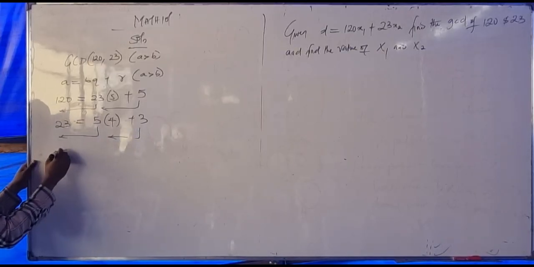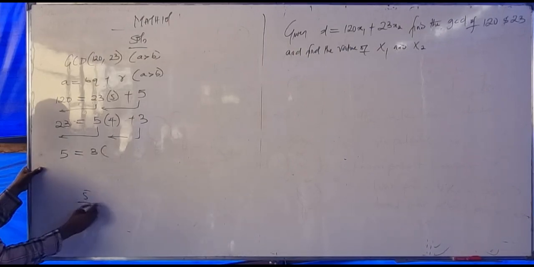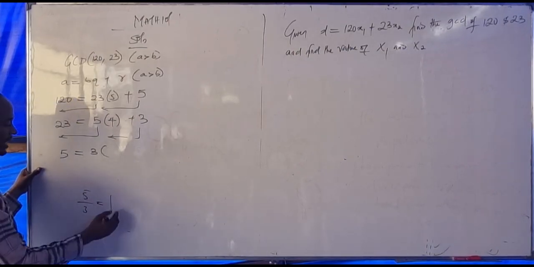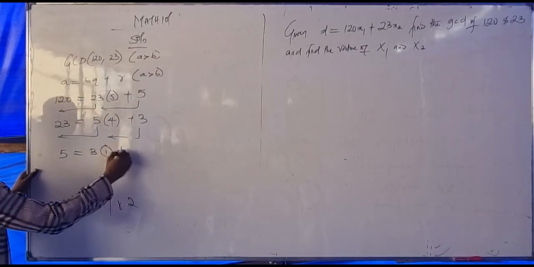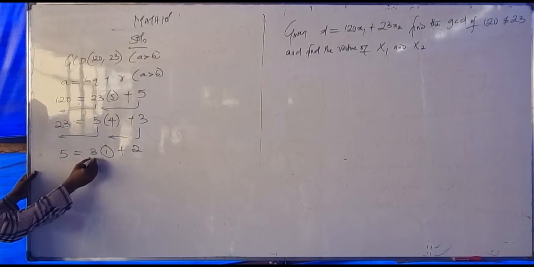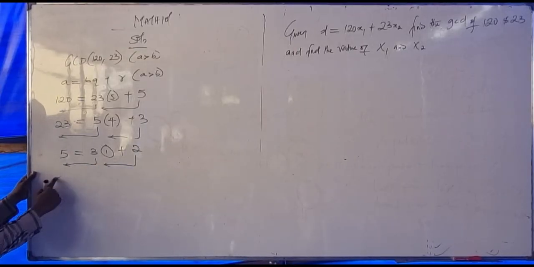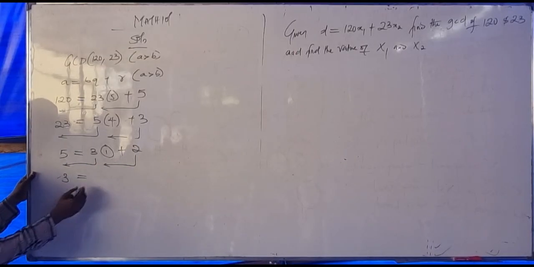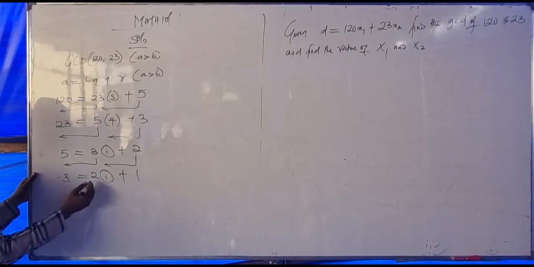What do we have? 5 divided by 3 gives 1, remainder 2. So we have 1 plus 2. What do we do again? We have to keep on extending until we have 0. 3 equals 2 times 1, remainder 1. So we extend again.